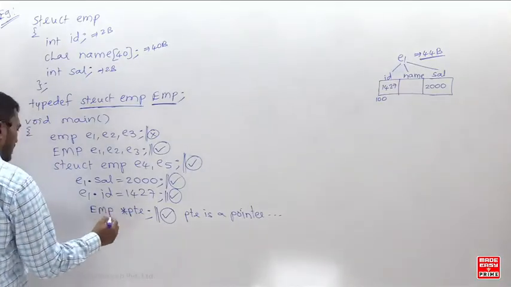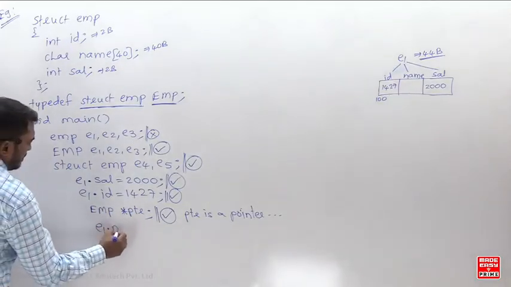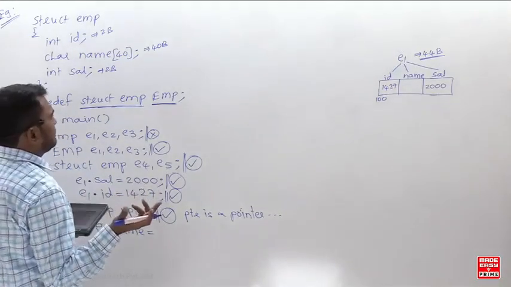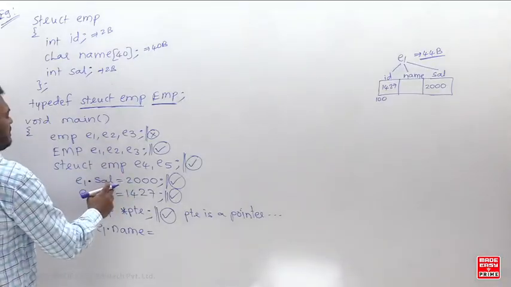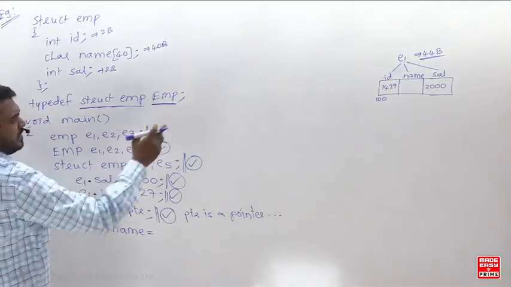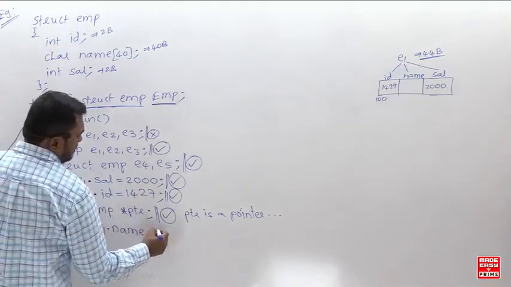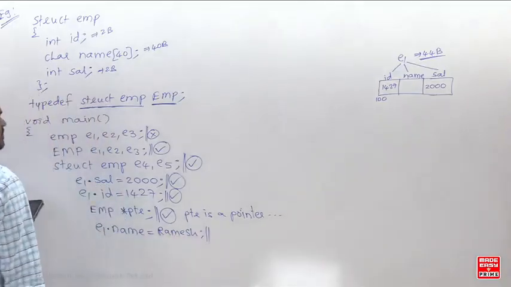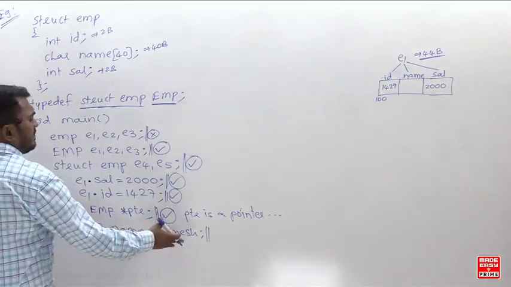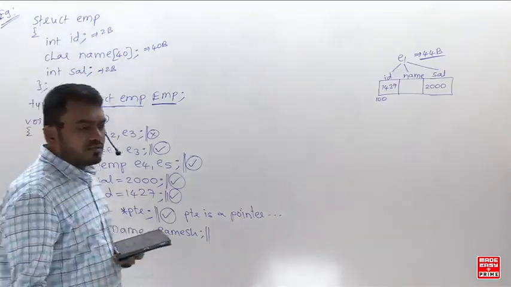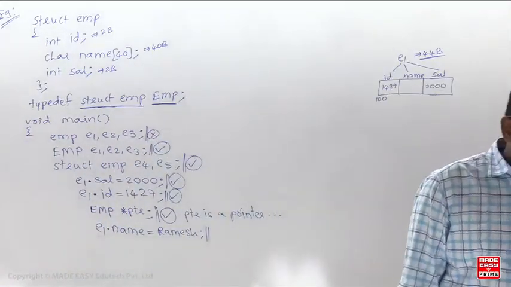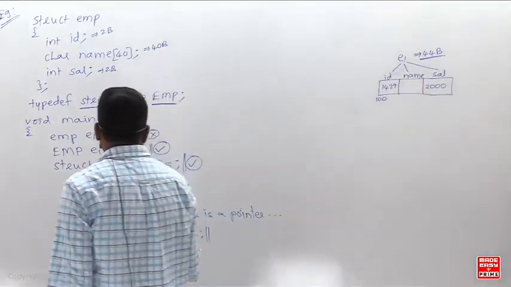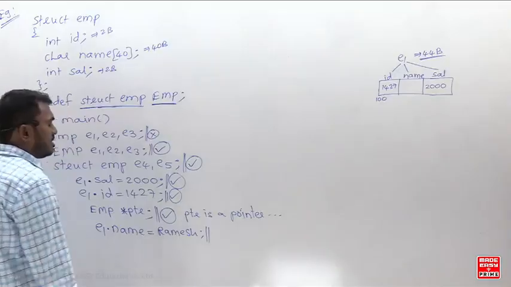So next, now I want to write E1 dot name. In the name I want to write some name. In the ID I have given some value, salary I have given some value there. So E1 dot name equal to Ramesh. Some name I want to give, Ramesh, Kumar, Raj, whatever it is. Now tell me, if I write this, E1 dot name equal to Ramesh, allowed or not allowed?